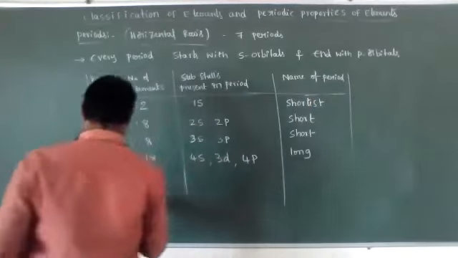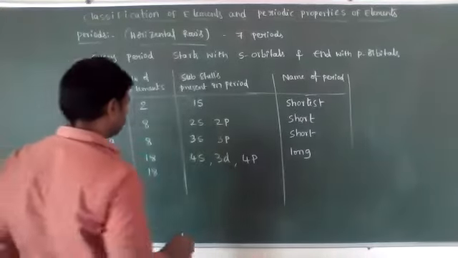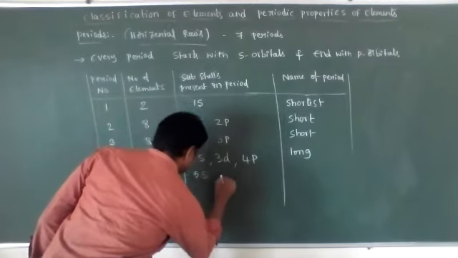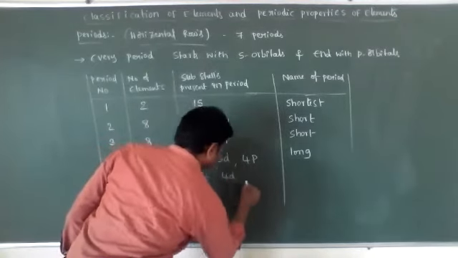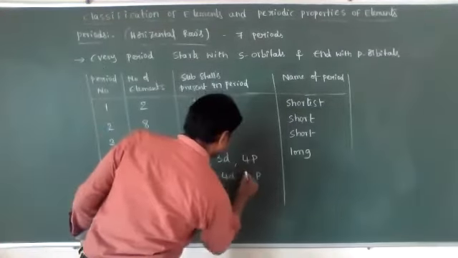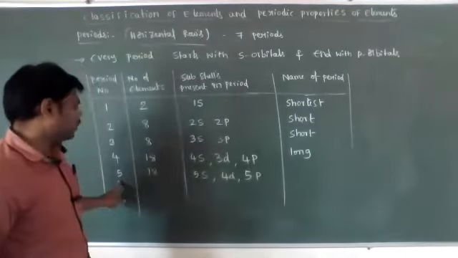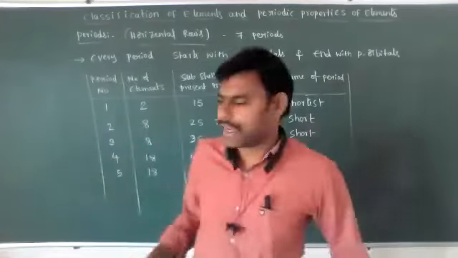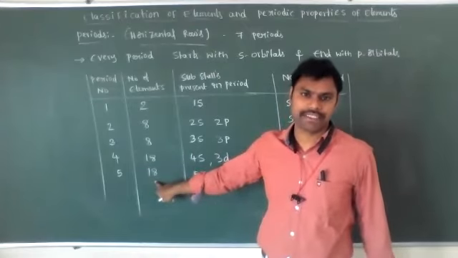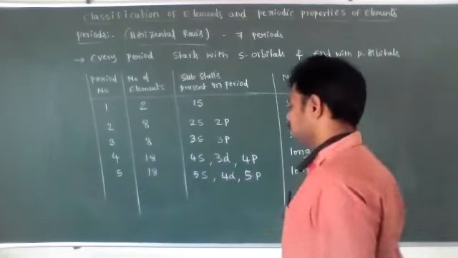The fifth period also has 18 elements. The orbitals present in the fifth period are 5s, 4d and 5p, containing a total of 18 elements. So it is also called a long period.